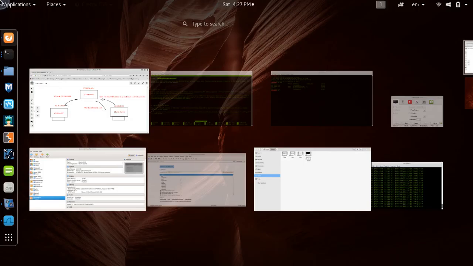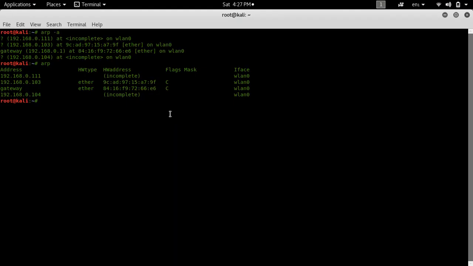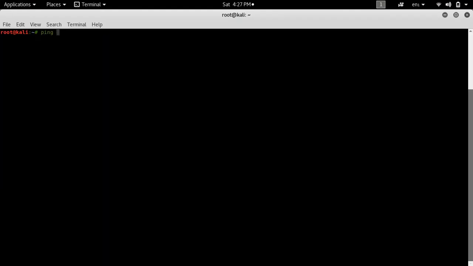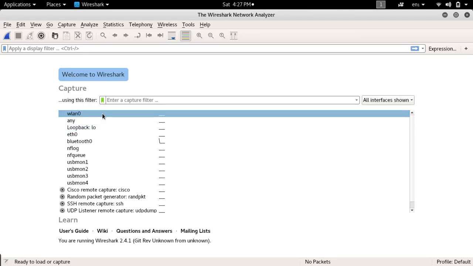If you want to see how this whole broadcast happens, let me ping a target system, 192.168.0.112. Right now I am running Wireshark. If you don't understand how this works, I will explain the working of the Wireshark tool in another video. Right now I'm just capturing all the packets that are being sent from my system or coming to my system. That's all I am capturing. So let me start it.